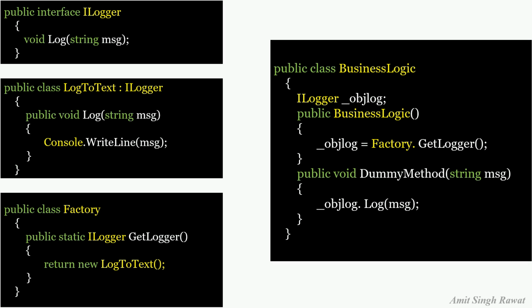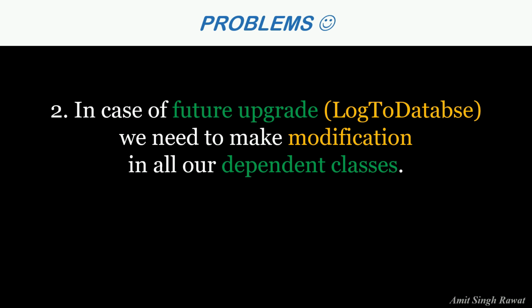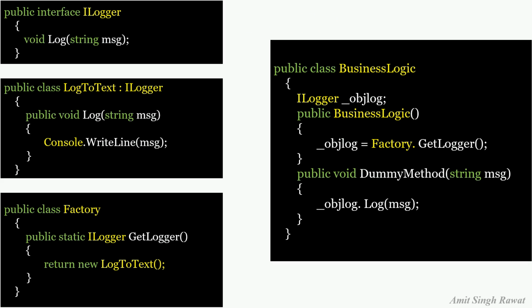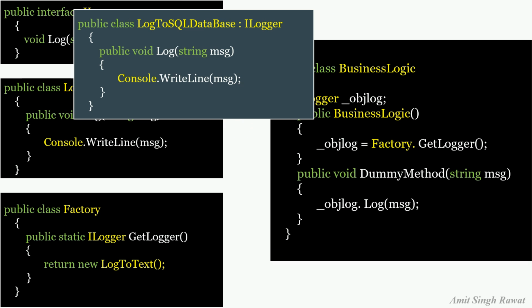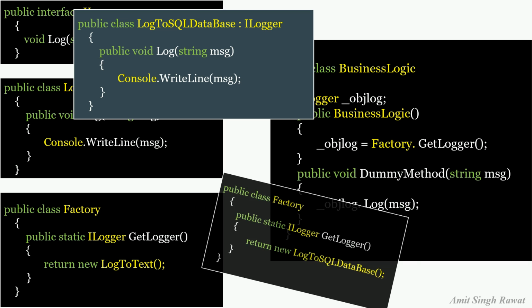So this code will solve our problem statement 2 as well. For example, in future, if we need to save these logs into a database, when the new class is created, that will also inherit from the ILogger interface. So in future, if business logic or a similar class wants to log to SQL database instead of Log2Text, we only need to make a modification within our factory class like this. And that's it.